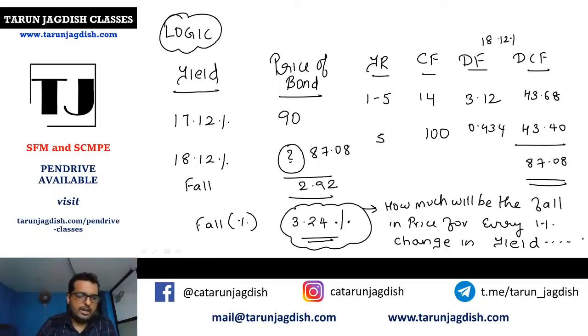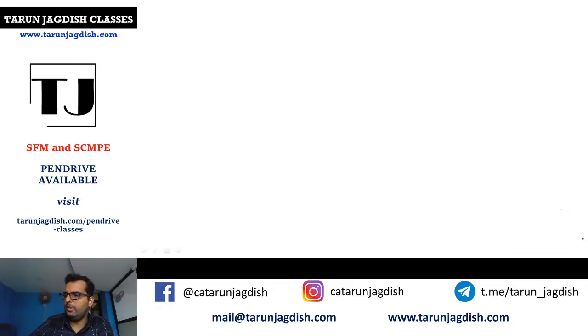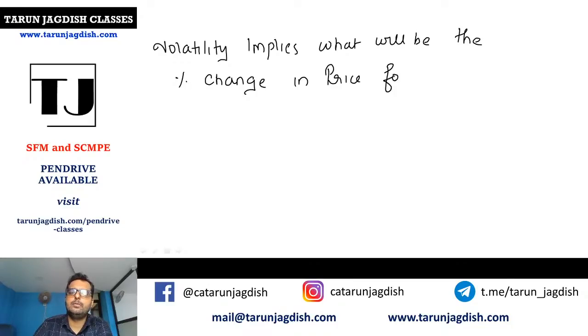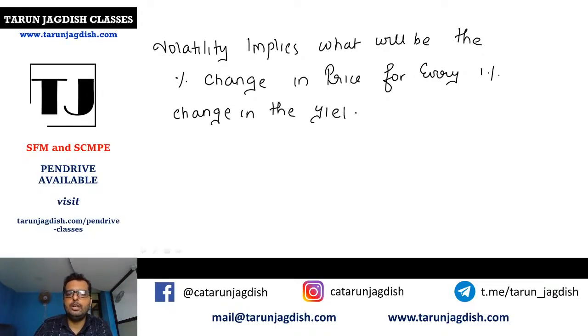Alright friends, if you are all done, I'll just give a theory for this one: volatility implies what will be the percentage change in price for every 1% change in the yield. Can you please write down this definition also in your books?